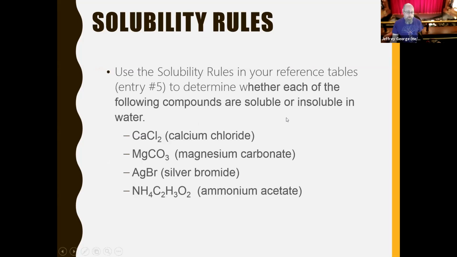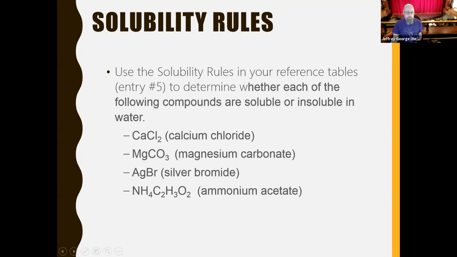Okay, so we're going to talk about these substances here real quick, and I'll call them out so you don't need to have this written down or anything. But what I want you to do is navigate to the solubility rules in your reference tables. Don't worry about the entry number 5. That's an old thing I keep forgetting to take out of this. So in your reference tables, find the solubility rules. They're after the periodic table in there. I'll show you on my copy in just a minute.